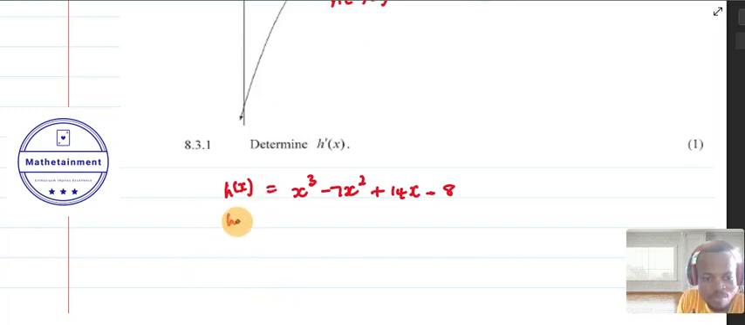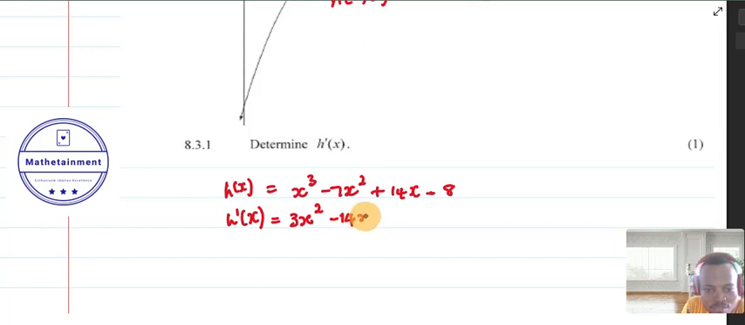So h prime of x can be found by doing this. You take the exponent of x, you multiply it by the coefficient of x, and then you subtract 1 from the exponent of x. Like, 1 times 3 becomes 3, so it's 3x, and when you subtract 1 from the exponent of x, you get 2. Then minus 7 as the coefficient of x, you multiply it by 2, you get minus 14. So it becomes minus 14x, and on the exponent of x, you subtract 1, it becomes 1. So you can leave it like this.